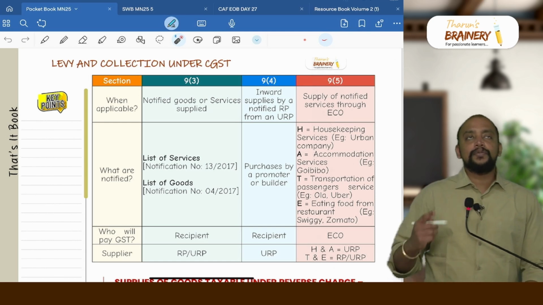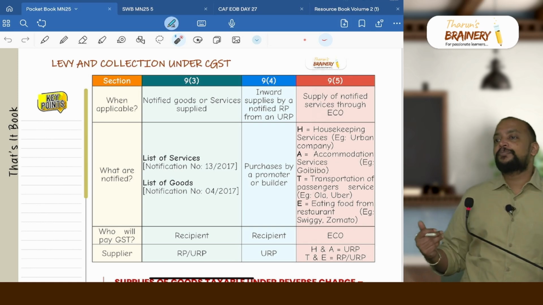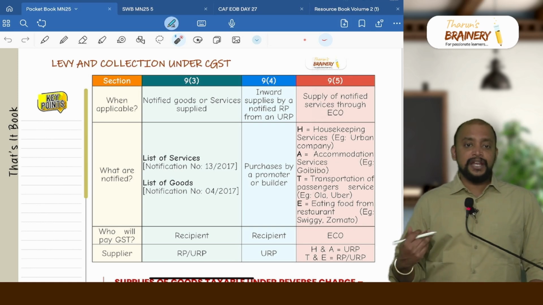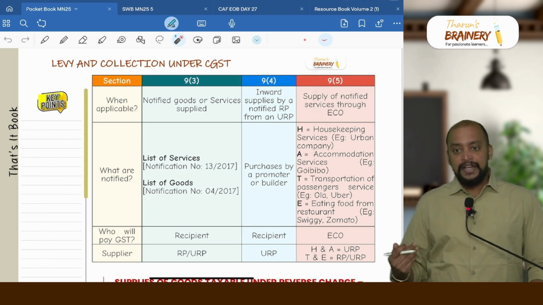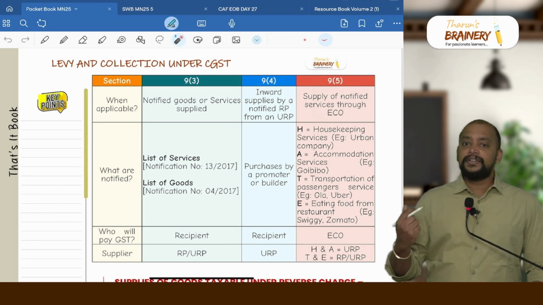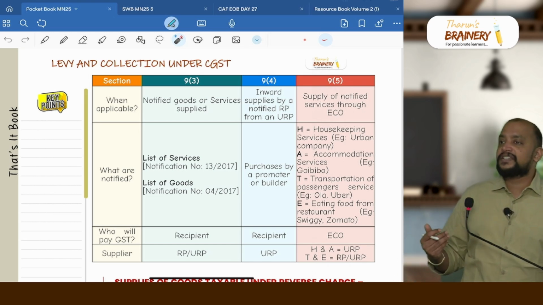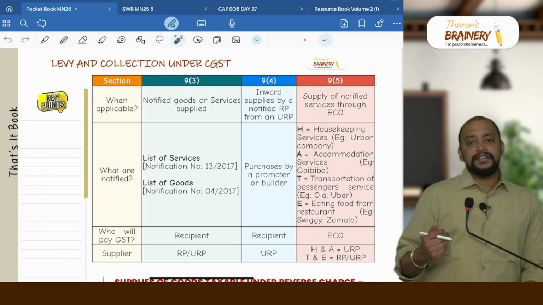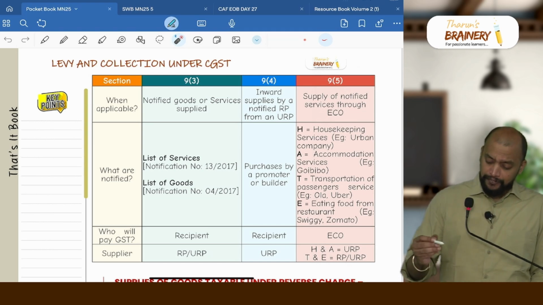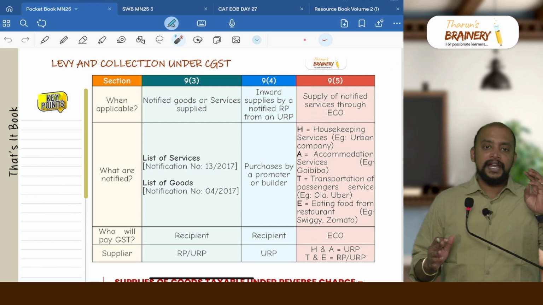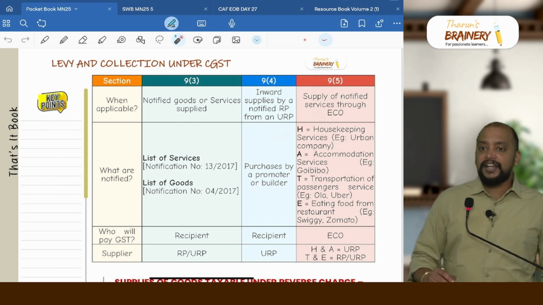For 9(4), what is notified? Only one transaction is notified, that is a promoter or builder who is making purchase from an unregistered person. Basically a promoter or builder who is engaged in residential real estate projects, because in case of commercial projects the rate of GST will be 12% or 18% with ITC. So therefore this 9(4) is not applicable there. 9(4) is applicable only in case of residential real estate projects where the rate of GST will be 1.5% or 7.5% without ITC.